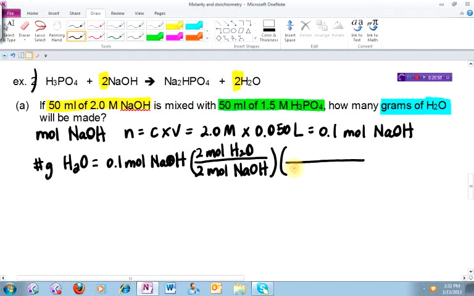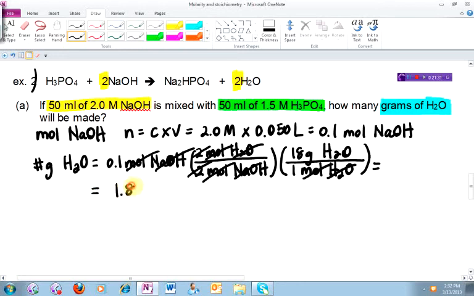Alright, so we're figuring out the molar mass of water. If you look on your periodic table, the atomic mass of oxygen is 16, and the atomic mass of hydrogen is 1. There's 2 hydrogens, so our molar mass for water is 18 grams. Right, canceling out our units. Plugging in our numbers, 0.1 times 2 times 18 divided by 2, so these actually just cancel out. You don't even have to plug them in. You're going to have 1.8 grams of water being produced. So this is how much water is produced with sodium hydroxide.